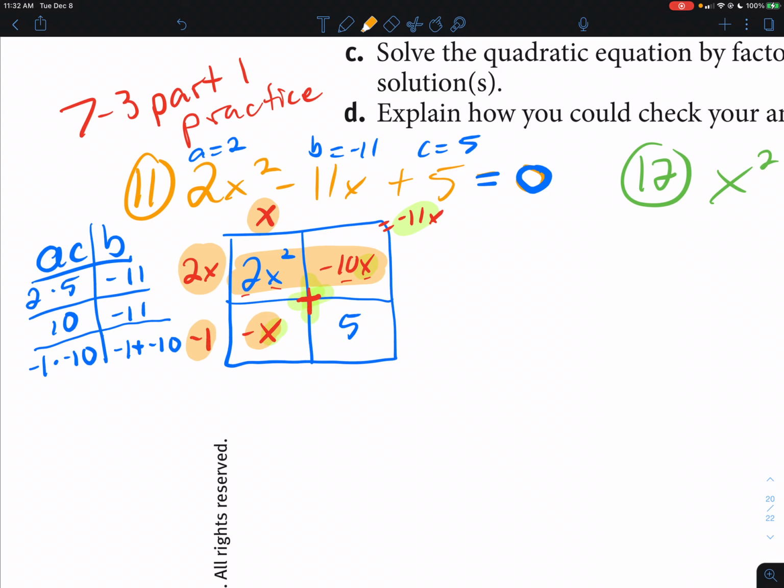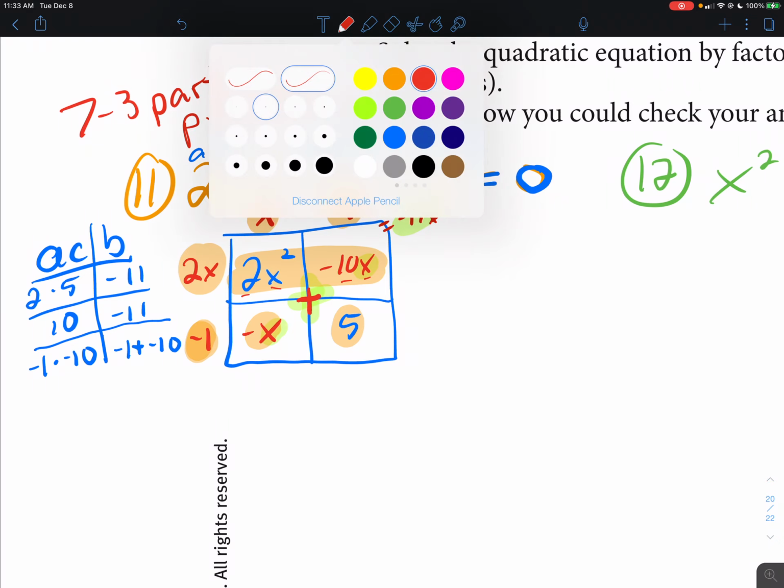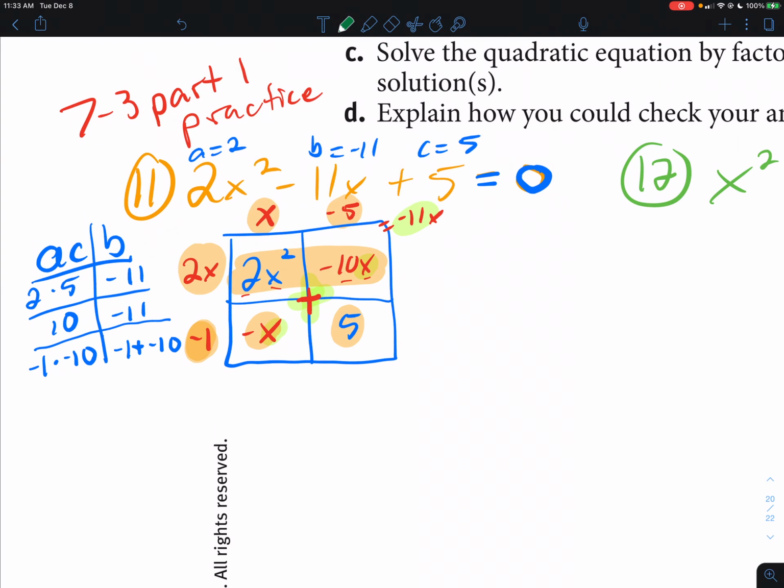And then what times negative 1 gives us positive 5? Well, that would have to be negative 5. And then we can double check by multiplying all the outside stuff together. But we get 2x minus 1 times x minus 5 equals 0.